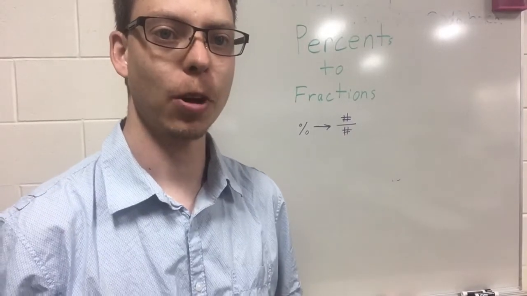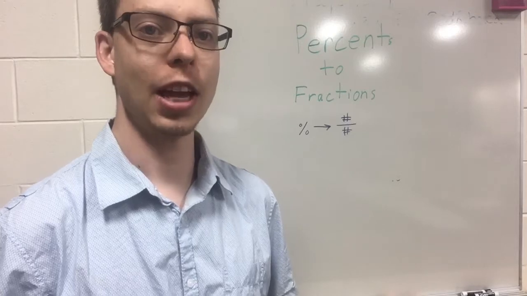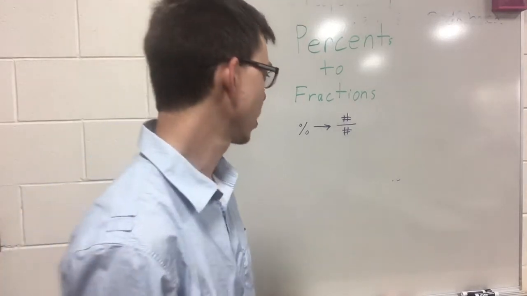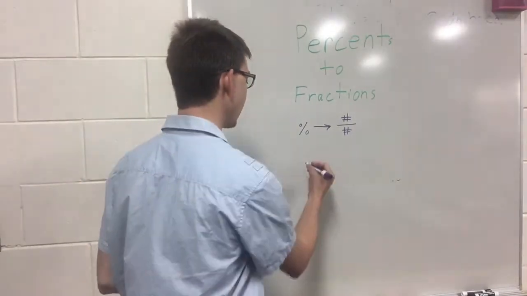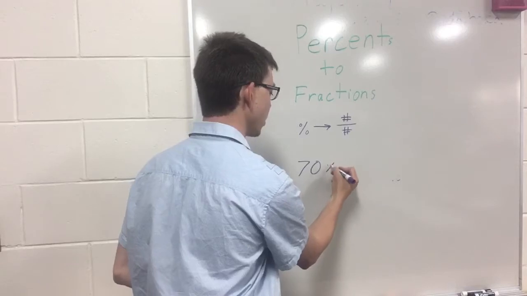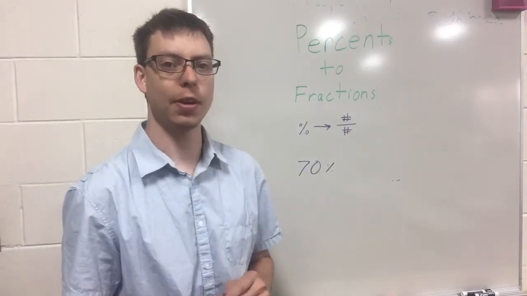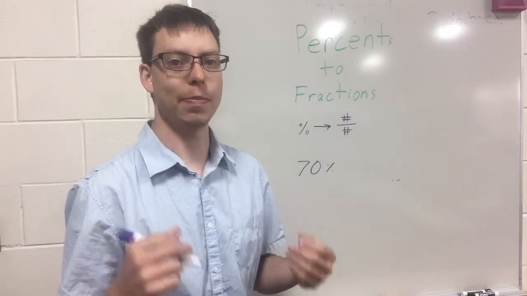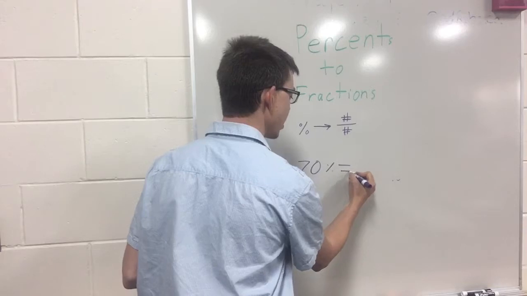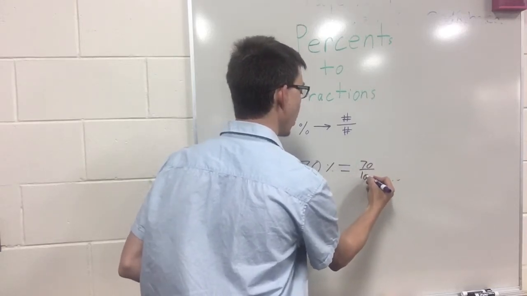In this video, we're going to talk about how to convert a percentage into a fraction, and taking that fraction and making it into simplest form. So we're going to take the percentage 70%. And when turning that into a fraction, the very first step is that you're going to simply make it a fraction out of 100. So 70% is equal to 70 over 100.